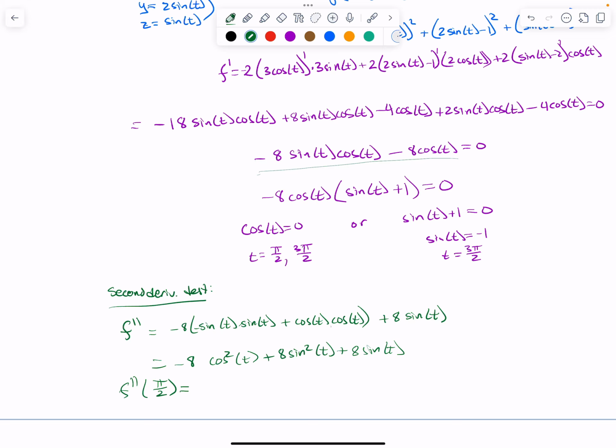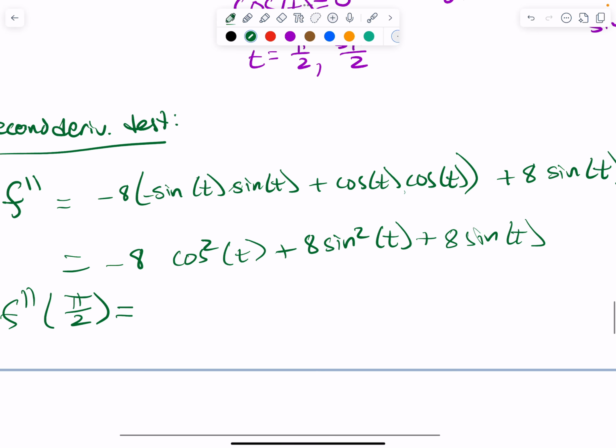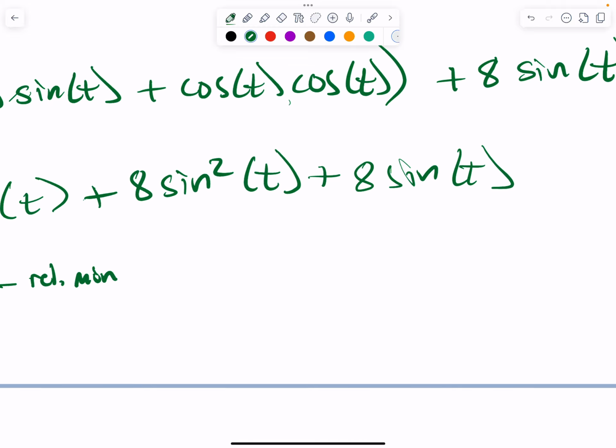F double prime of pi over 2 is going to be, let's see, pi over 2. Cosine of pi over 2 is 0. Sine of pi over 2 is 1. So this will be 16. And that is greater than 0, which means you're at a relative minimum. So pi over 2 is a relative minimum.